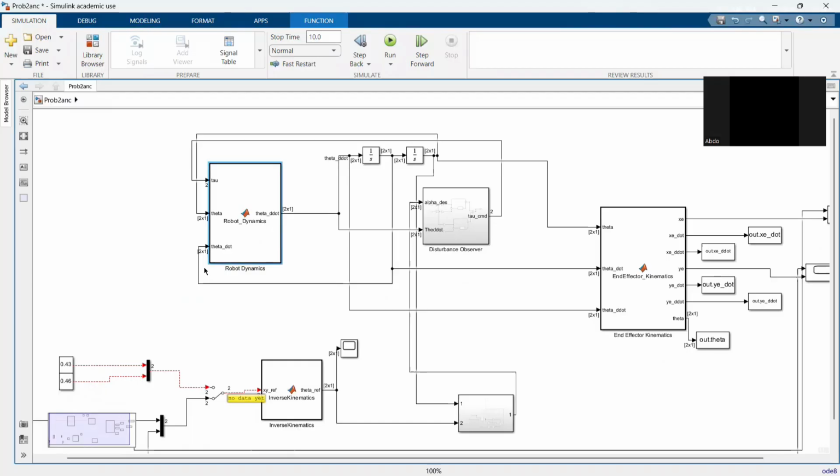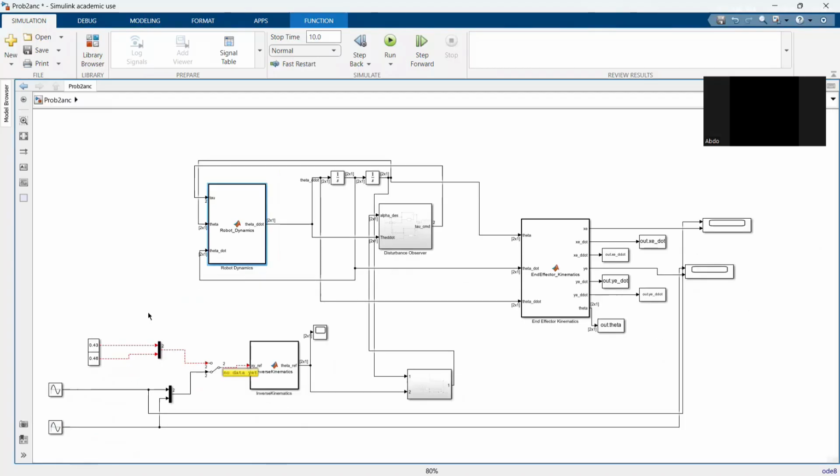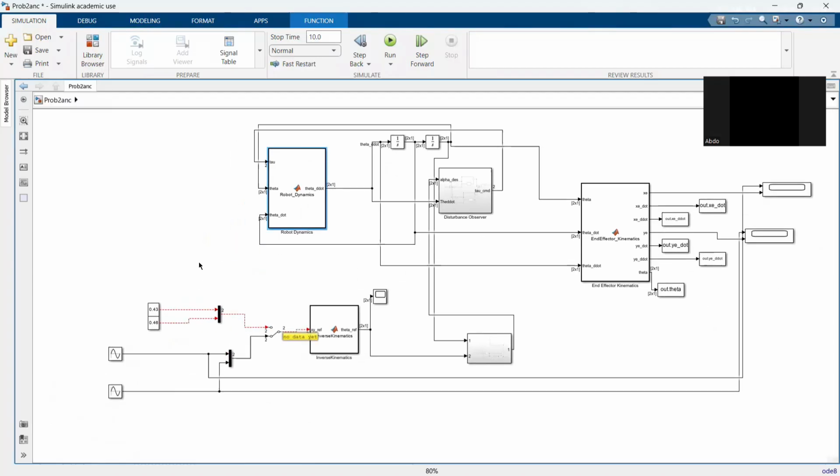For problem 2, we can see that we have our own constants and our own sinusoidals, and we have used the switch to switch between the constant and the sinusoidal variables.